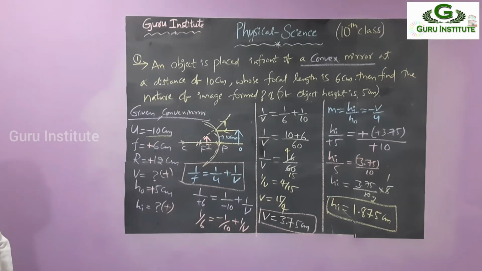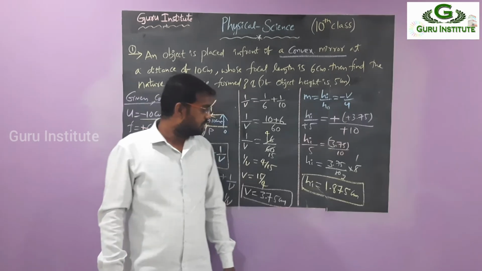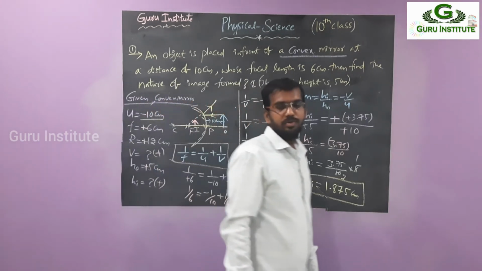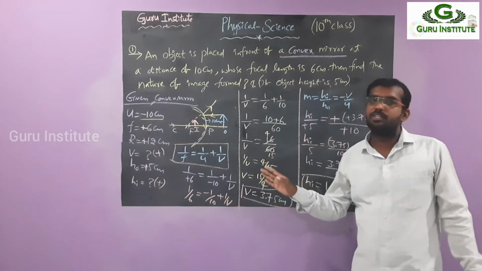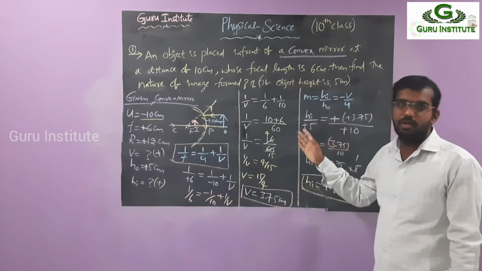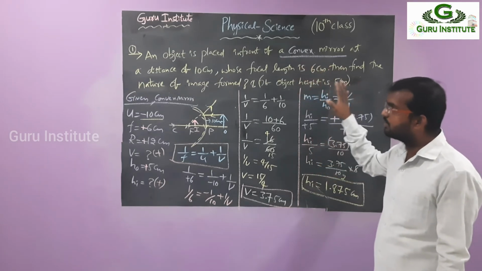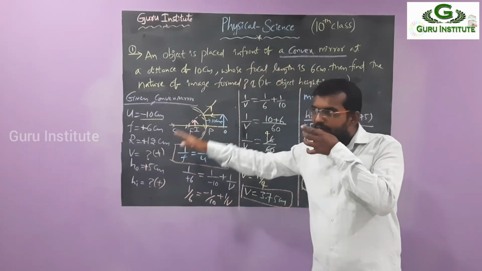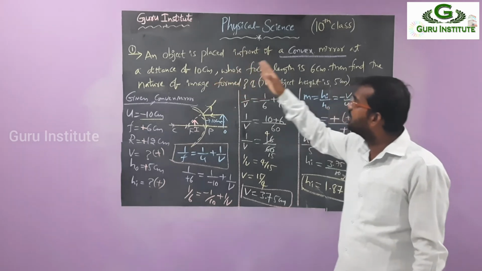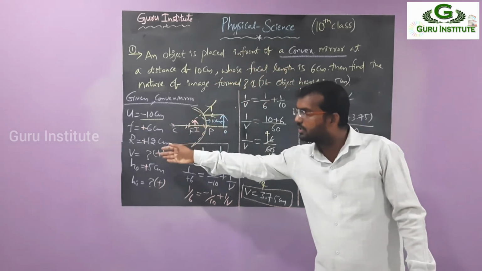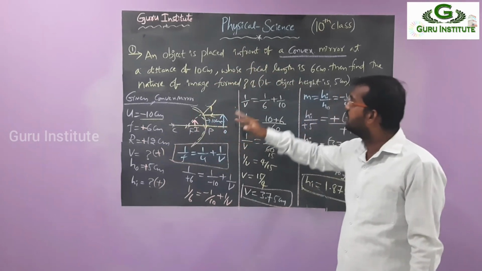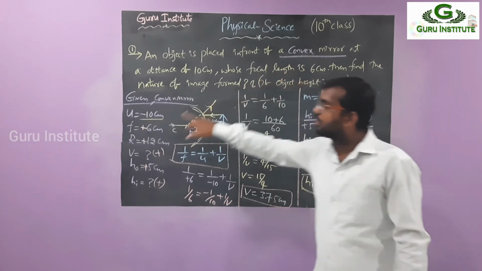This is about the problems done in a mirror. Okay, children, these are the types of problems we get in our public examination: concave mirror and convex mirror. We have only 2 types. The basic thing is, first you have to read the question. What is given in the data, you have to write. In this one, he has given object distance and focal length. From the focal length, I am writing the radius of curvature.